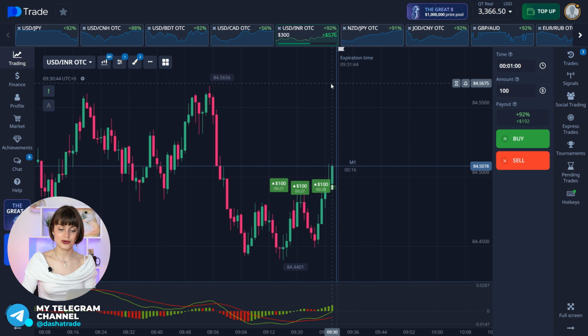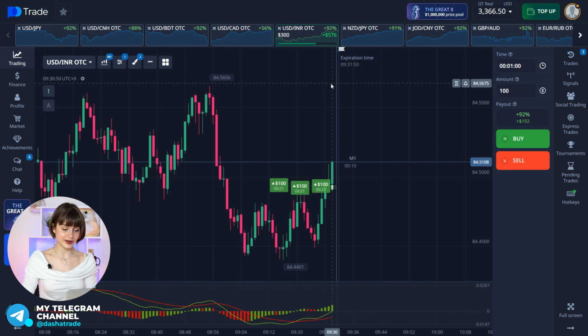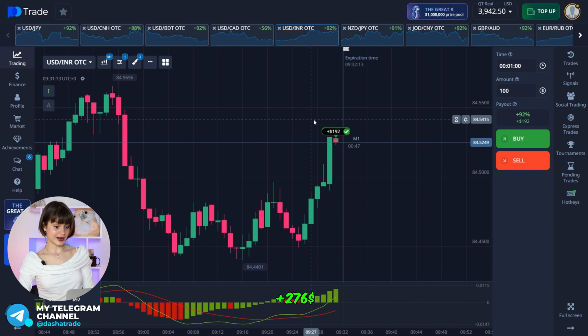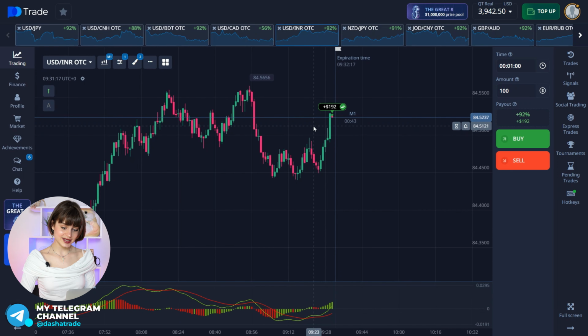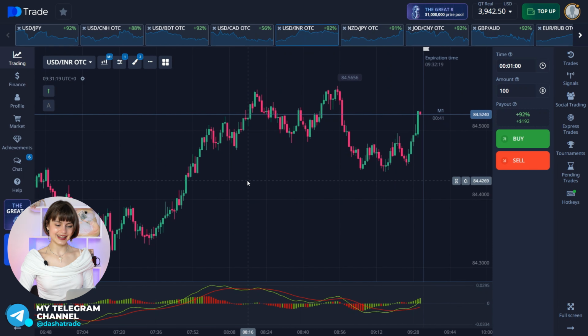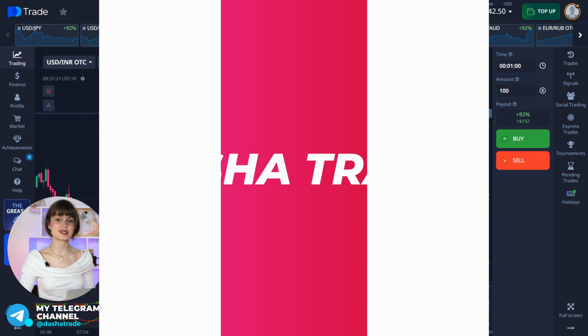Look at the huge green candle that formed after opening our position, guys. I think the result is obvious here. So let's wait for these 20 seconds and record it. So here comes another amazing result, $276 of net profit, and let's continue trading, looking for a new case.